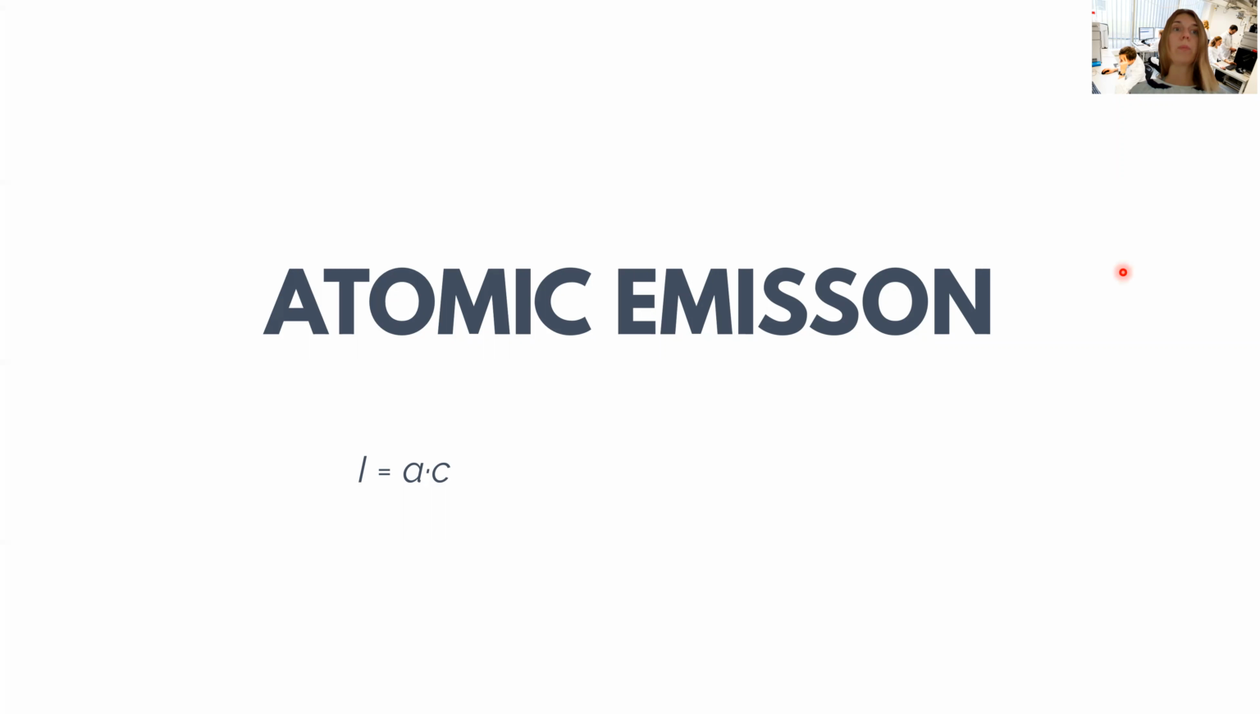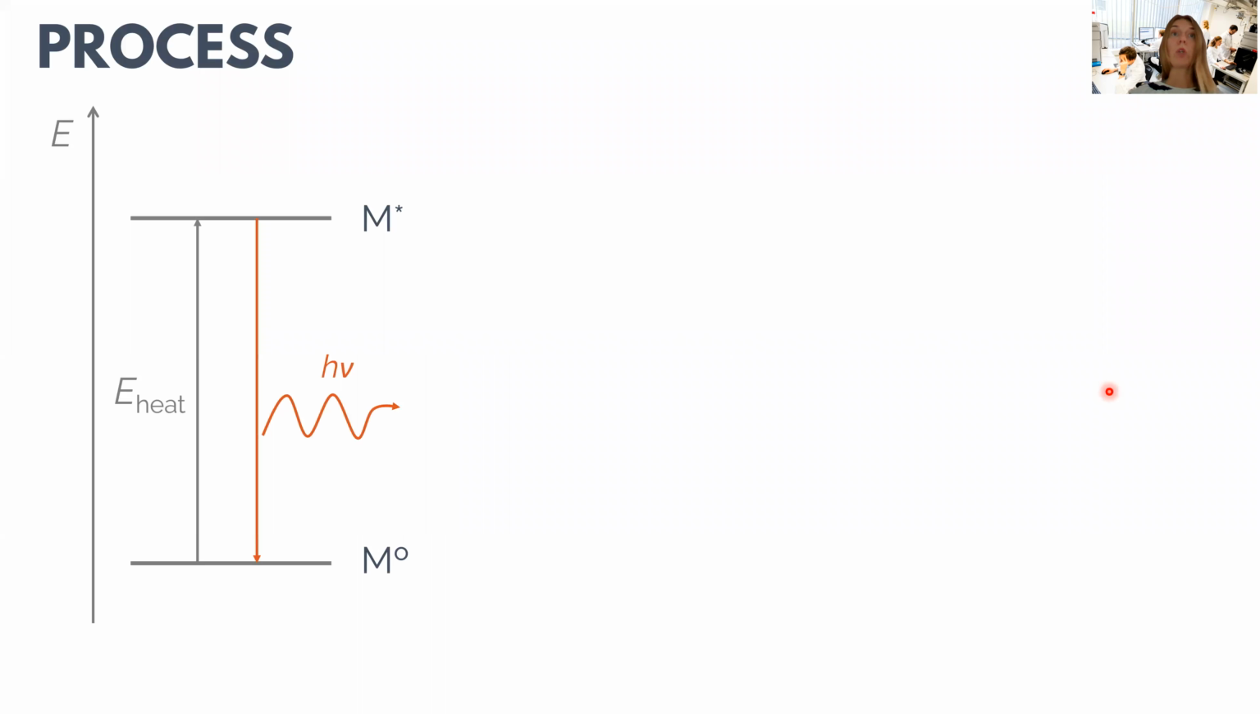Hello, welcome back to the lecture videos about atomic spectroscopy. And in this video, we are going to talk about atomic emission spectroscopy and several different realizations of that spectroscopy. So atomic emission spectroscopy is based on emitted light, and this is related to the processes that occur in the atom.